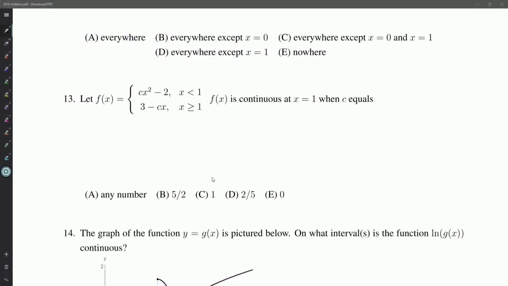We'll be doing our next 4 questions on the 2016 midterm in this video. So that'll be 13 through to 16. Those 4 are what we're going to tackle now. 13. So here's our function.